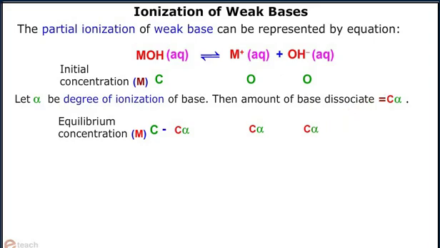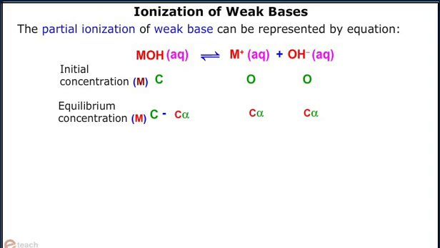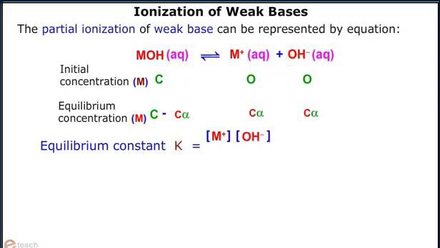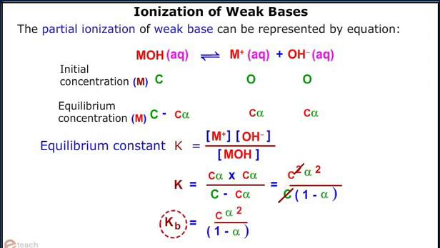So at equilibrium, the concentration of MOH equals C − Cα and that of M+ and OH− equals Cα. Since we know that the equilibrium constant K equals the concentration of M+ multiplied by the concentration of OH− upon the concentration of MOH, K equals Cα × Cα upon C(1 − α), which on simplifying gives Cα² upon 1 − α, which equals Kb.